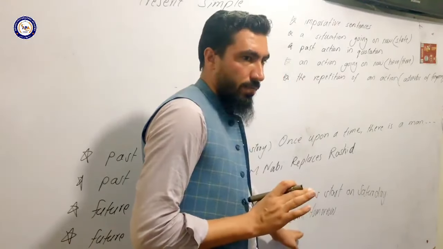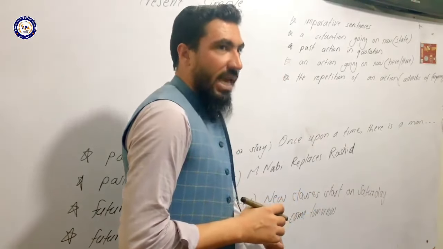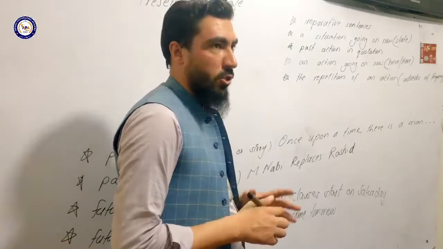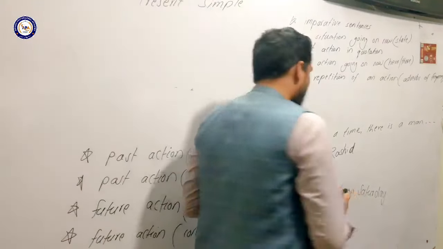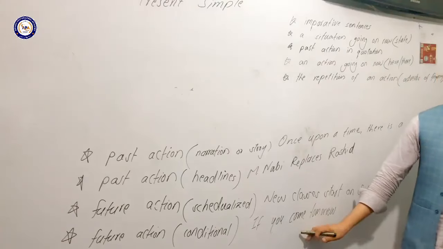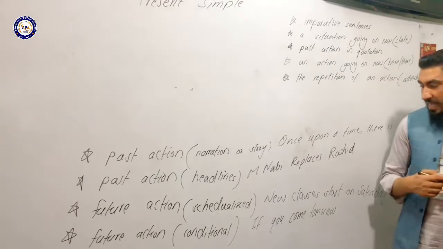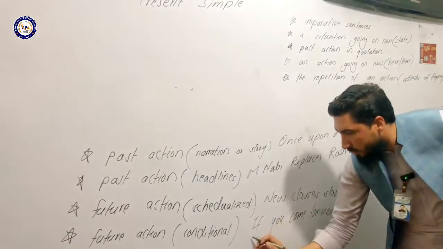That is wrong, you cannot say it. If, before, when, and after are subordinate conjunctions. When they are used at the beginning for something that will happen in the future, we have to use present simple, and this present simple gives future meaning, like if you come tomorrow I will teach you, or I will talk to you, something like that.